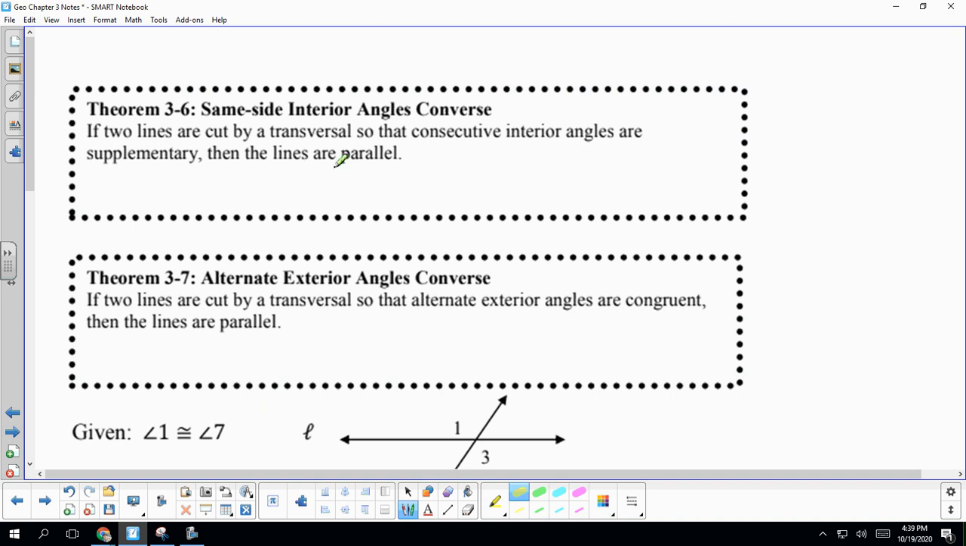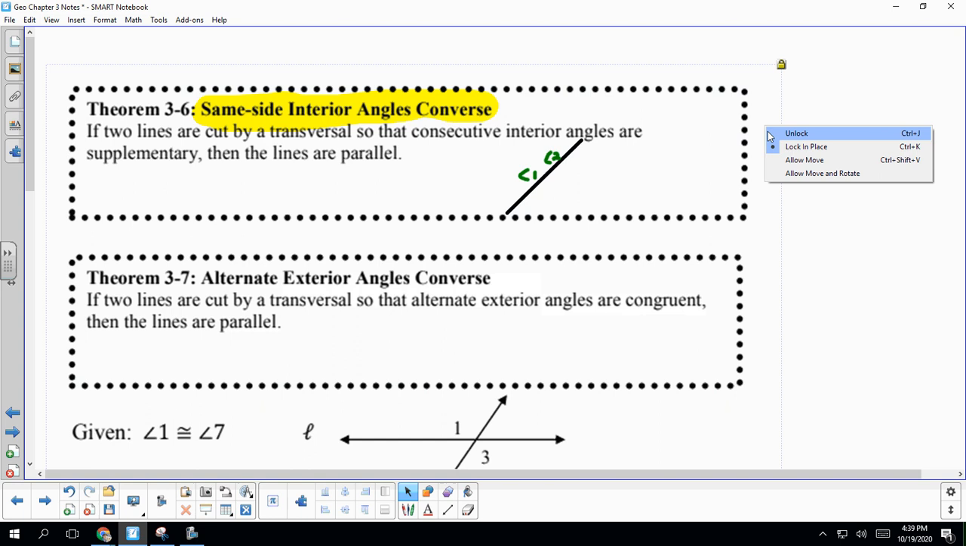All right, so we're going to take our same side interiors definition, which will help us remember what same side interiors are. So this is in the middle and on the same side of the transversal. So let me put in my parallel lines. Hold on, it is locked in place. Okay.